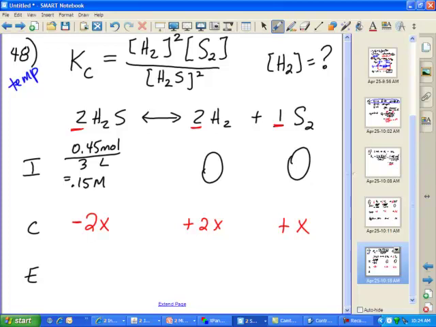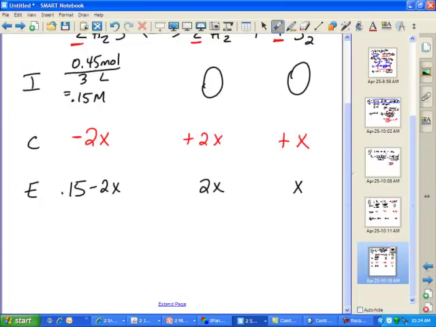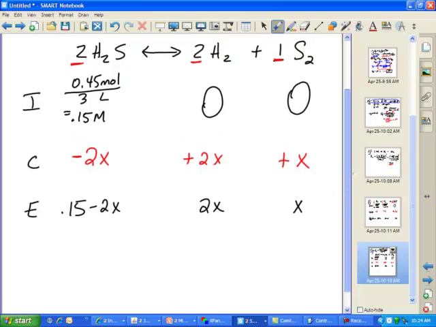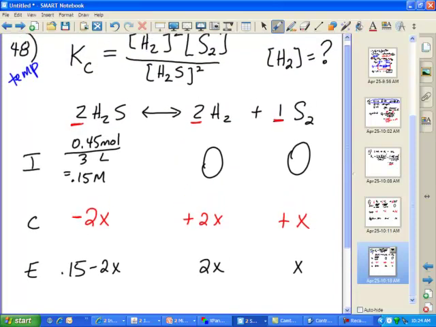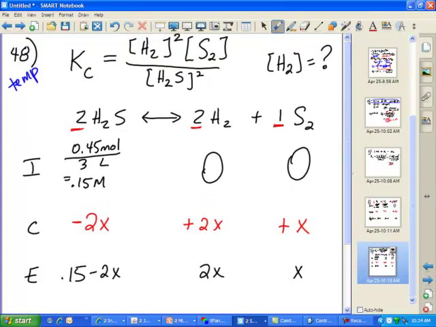All right, so then in the equilibrium, we're just going to put 0.15 minus 2x, and this is going to be 2x, and this is going to be x. Do you get it so far? Okay. All right. And then what's going to happen is we're going to plug that back into the equation and solve for H2. So Kc, they must have given us Kc though. Did they give us this number? They had to.